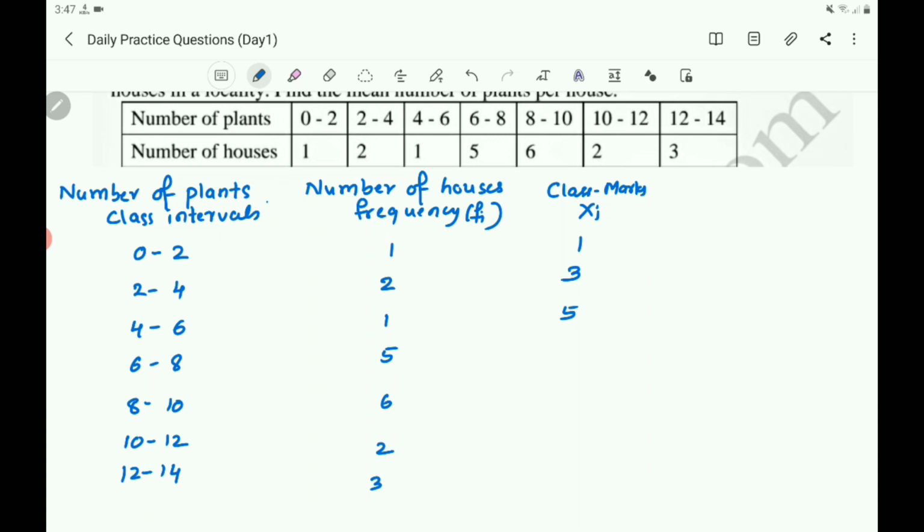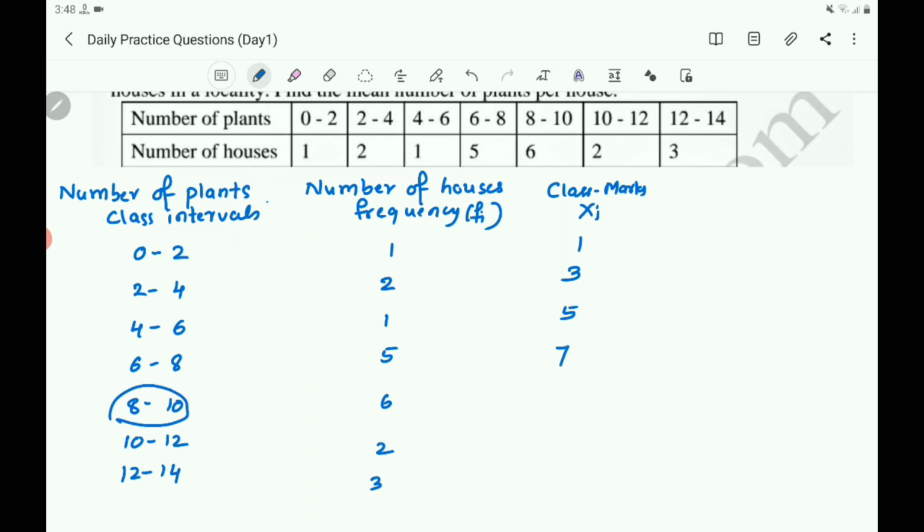Here all the classes have the same class width. If they have the same class width, then you can add that class width to the previous class xi to get the next class xi. But here it is better to add the lower limit and upper limit, and divide that sum by 2. So you take 6 plus 8, which is 14. 14 divided by 2, you will get 7.